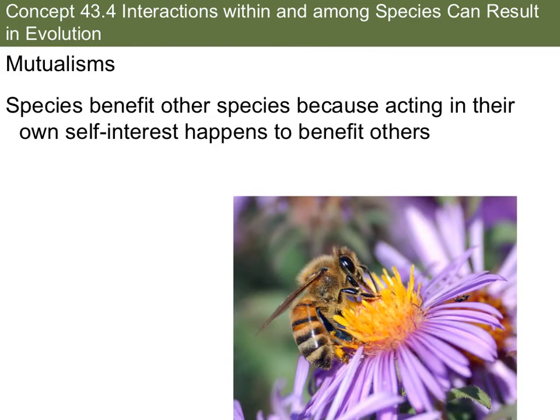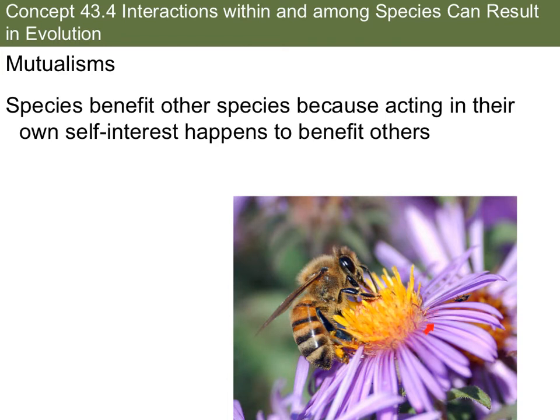With mutualism, one thing to remember is that species are benefiting because they're acting in their own self-interest to benefit themselves when they happen to be benefiting others. So it's not like the flower is sitting here and saying, oh, I'm going to help this poor cute little bee out because it's so hungry. The flower has an ulterior motive. It wants the bee to collect the pollen, and so it's going to lure it in with that sweet nectar and then hope that the bee is going to go visit another flower and spread the pollen over there.